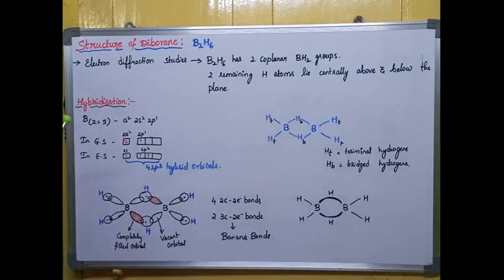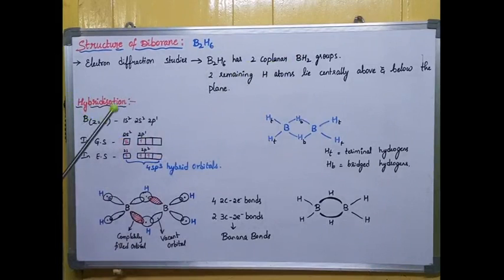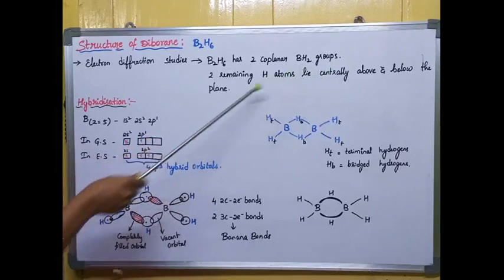According to electron diffraction studies, diborane has 2 coplanar BH2 groups, and 2 remaining hydrogen atoms lie centrally above and below the plane.